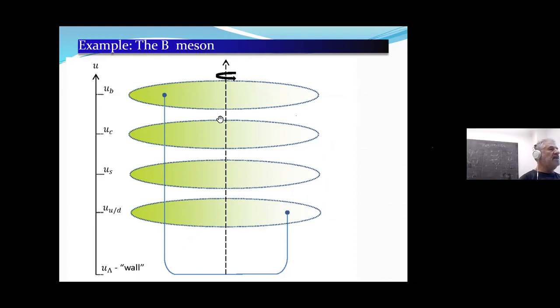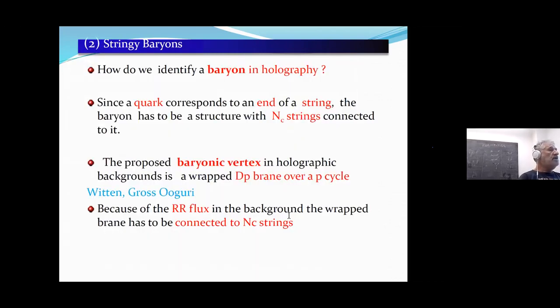For instance, a B meson will have the form of a string that starts from the B flavor brane. It falls down to the wall, stretches, and comes up to a point on the UD flavor brane. So that was a meson.